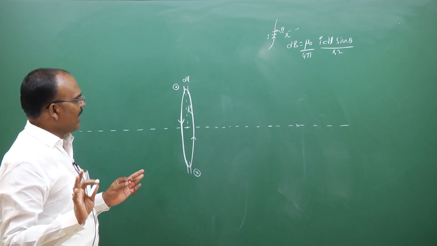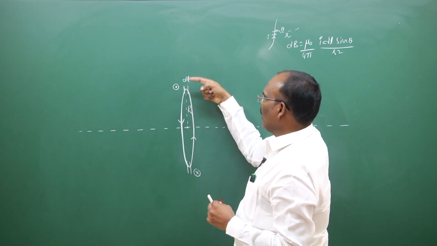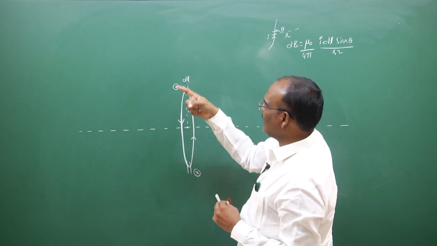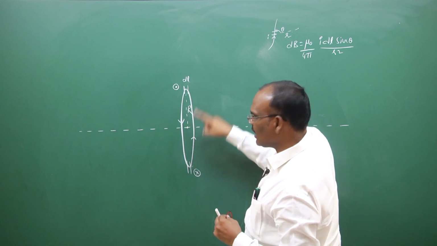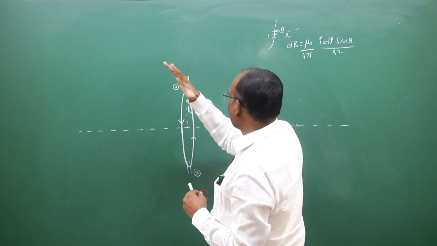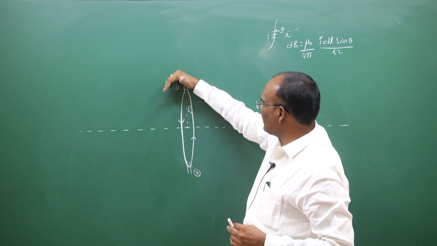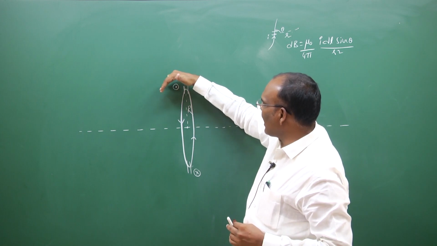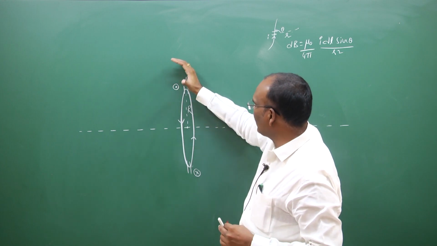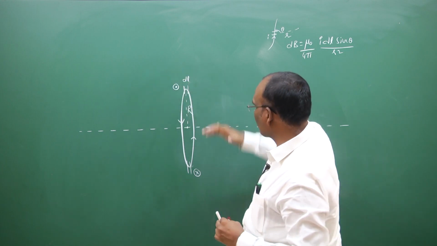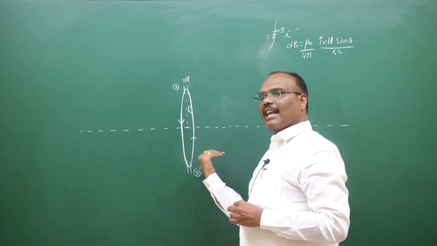So this is very, very important. See here, current is coming towards you. Current is coming out here, current is going into here. So here current is in this direction. For this elemental portion, current is in this direction, meaning curling fingers indicate the direction of magnetic field. So current coming out, magnetic field will be in this direction. Here current is going into, magnetic field will be in this direction.